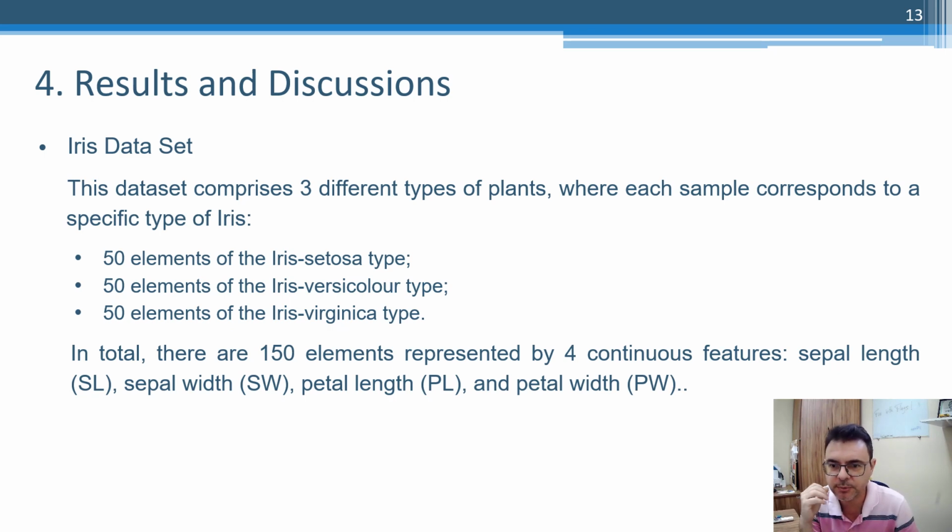It comprises three different types of plants, where each sample corresponds to a specified type of iris: 50 elements of the iris setosa type, 50 elements of the iris versicolor type, and 50 elements of the iris virginica type. In total, we have 150 elements represented by 4 continuous features: sepal length, sepal width, petal length, and petal width.